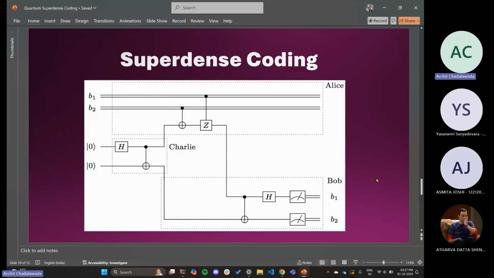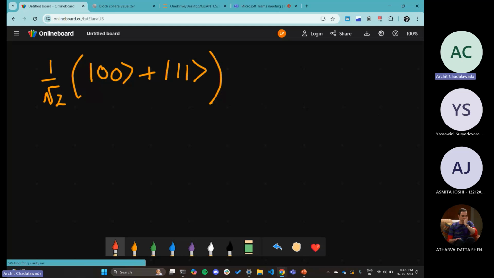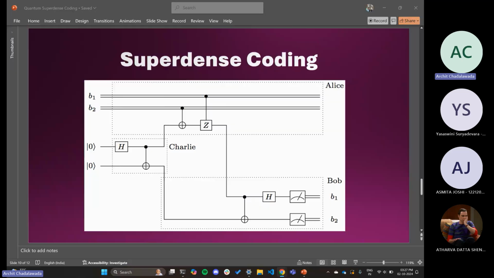So now let's consider the mathematical proof of how exactly this works. The first case would be when B1 and B2 are both 0. What operation does Alice do? Nothing, because both of them are 0, so she neither applies an X gate nor does she apply a Z gate. Following which she sends that qubit over to Bob.